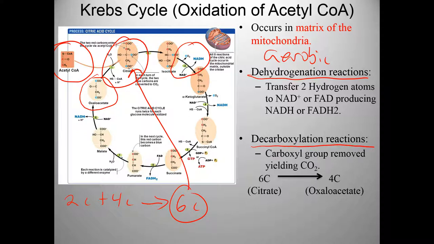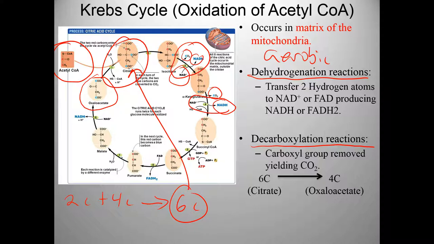All right, so this dehydrogenation reaction, you have electrons, hydrogen atoms, that get transferred from isocitrate to NAD plus, forming NADH. You also have the removal of a molecule of CO2. All right. In the next step, right, you have alpha ketoglutarate gets converted to succinyl CoA. Well, you have another dehydrogenation reaction and a decarboxylation reaction.